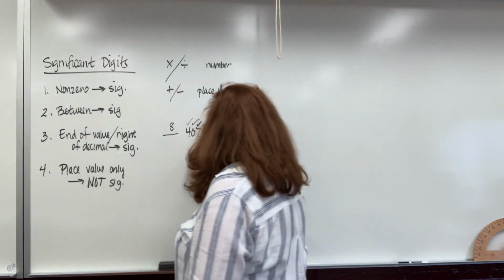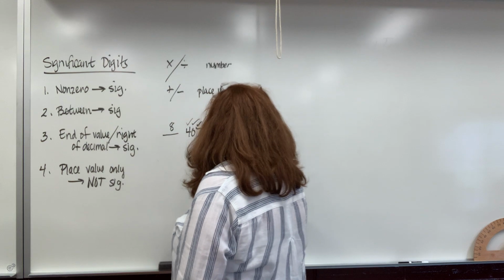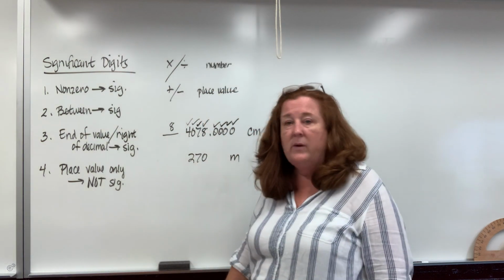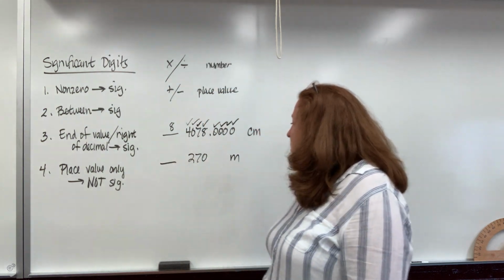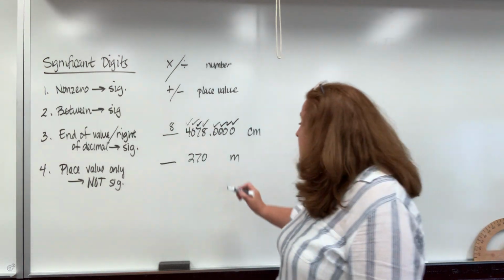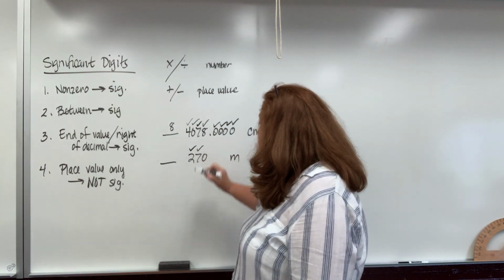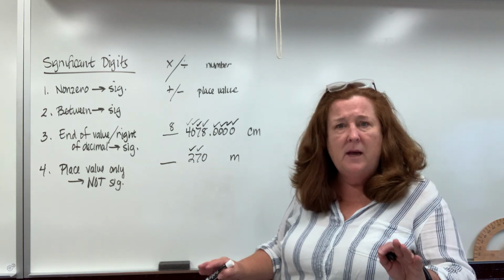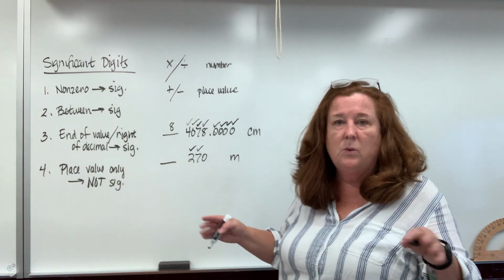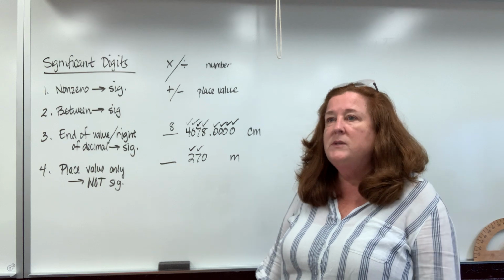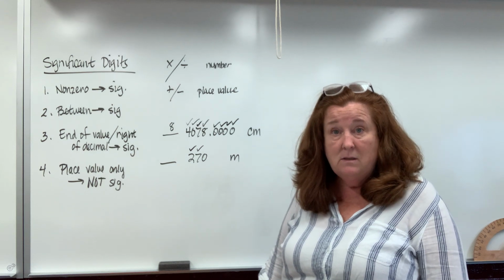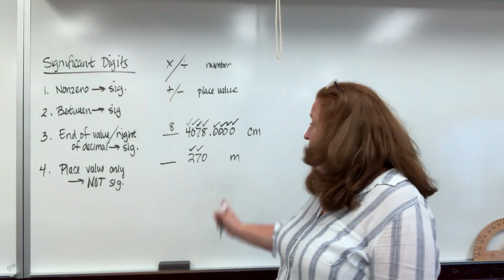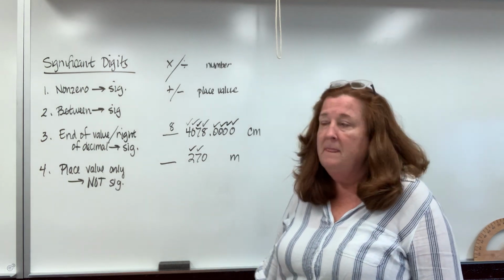Let's try another one. 270 meters. We want to know how many significant digits. Well, following the rules, 2, 7, because they're not 0. Keep in mind, the rest of the rules are for the zeros. The first rule is just for the numbers. So second rule says that if a 0 is in between significant digits, then it's significant. That 0 is not in between.